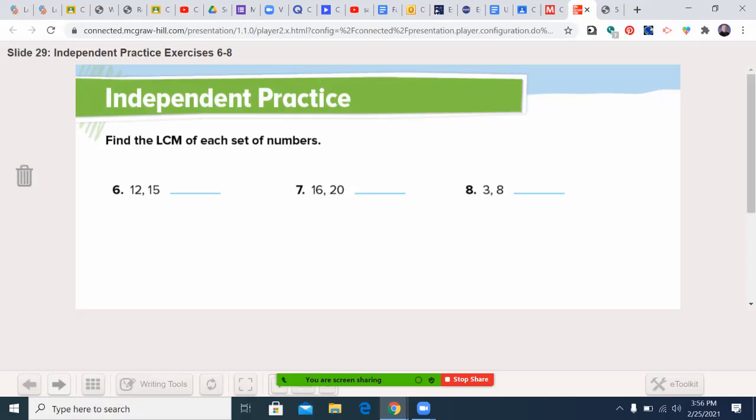Let's do these three together. So go ahead and pause your video, and I'll see you on the other side. Welcome back. Let's see how we did. 12 and 15, both go into 60. 16 and 20, both go into 80. 3 and 8, both go into 24. So we have those as your least common multiple.